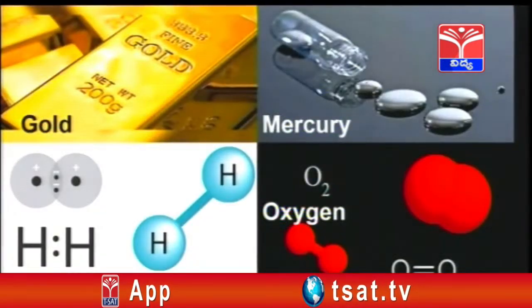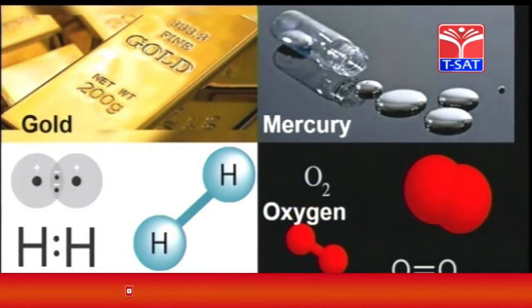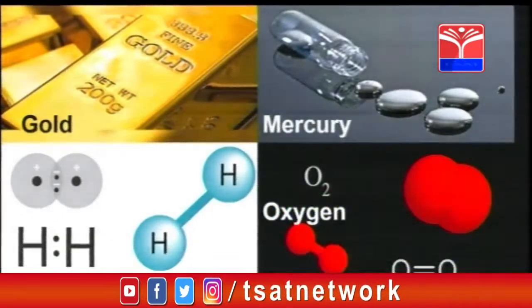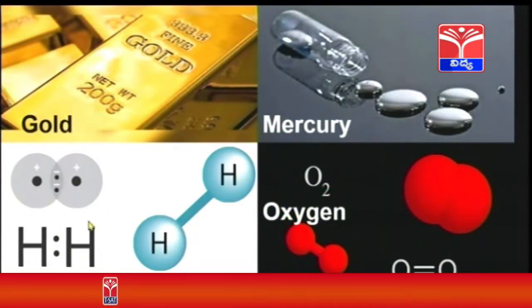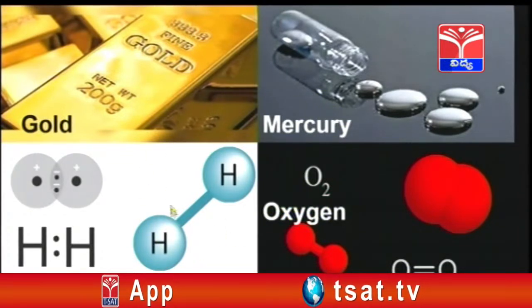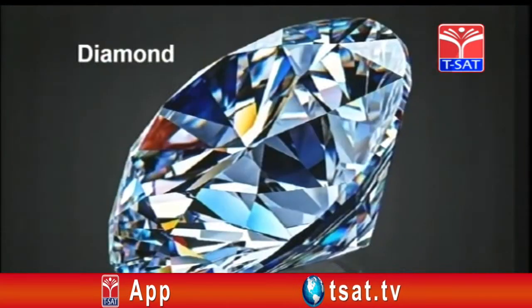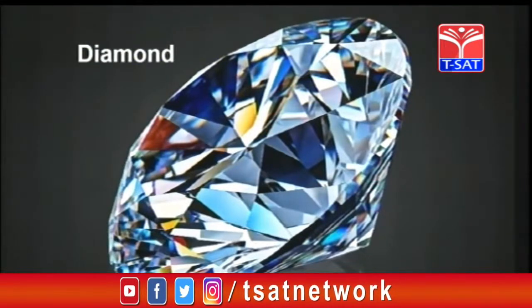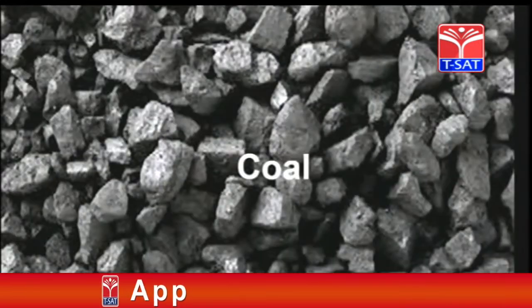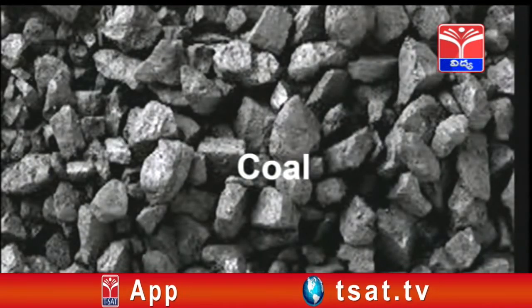See this picture. Gold is a solid element. It is a metal. It exists in the form of solid. Mercury is a liquid metal. Hydrogen and oxygen are the gases. These are all existing in the form of elements. Diamond, though it is of complex structure, it is just made up of carbon. Even if it is powdered also, you get only carbon. Coal is also made up of carbon.